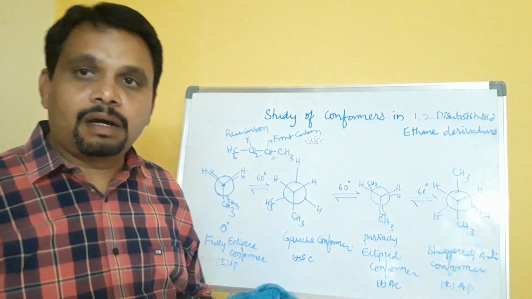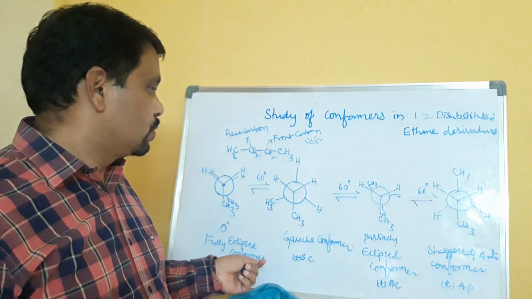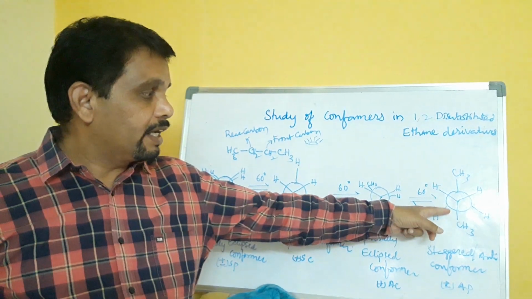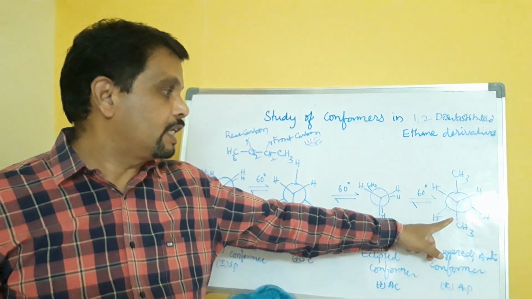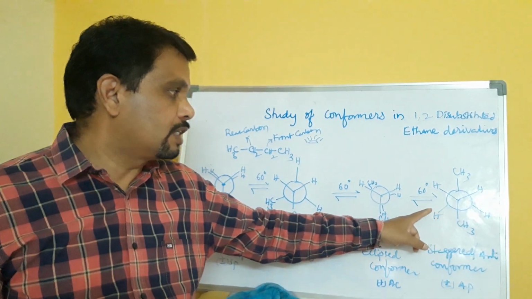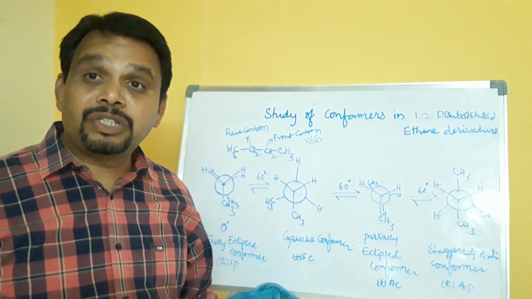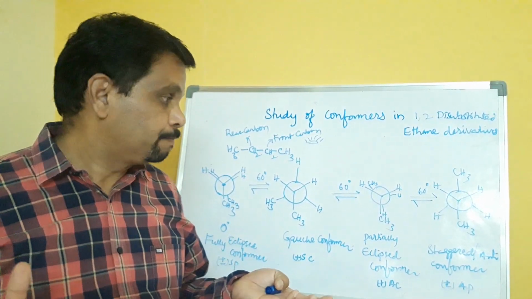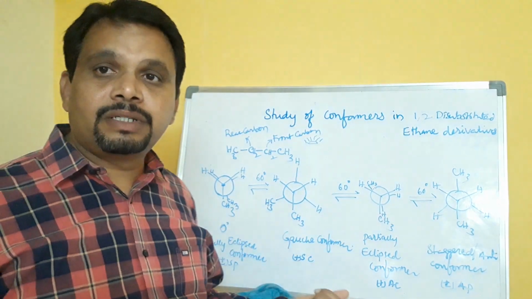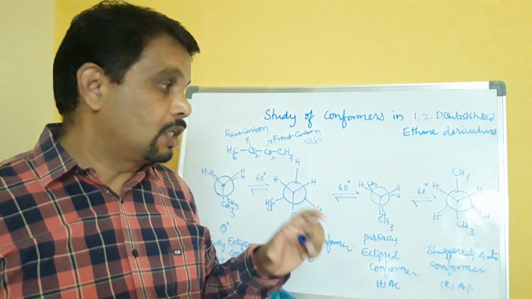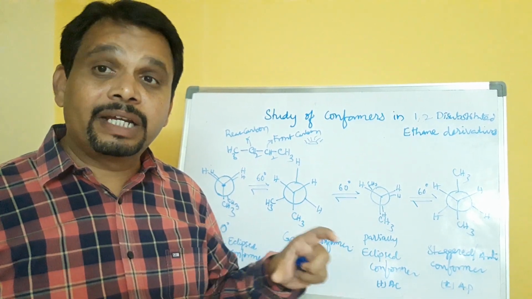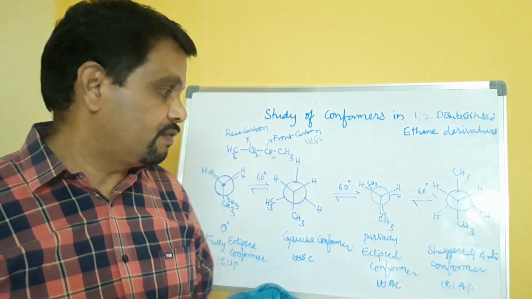Staggered and/or anti-conformer. So these four kinds of conformers are possible. If you rotate again 60 degrees, this staggered conformer, what happens? This CH3 will come here, this H will go there, and this hydrogen will go here. That means a partially eclipsed conformer. Again, if you rotate 60 degrees about the single bond, what happens? You will get a gauche conformer. Again, if you rotate 60 degrees, you will get the eclipsed conformer, the fully eclipsed conformer.